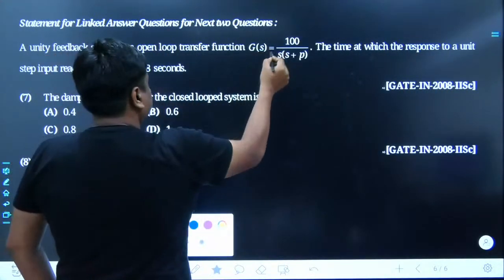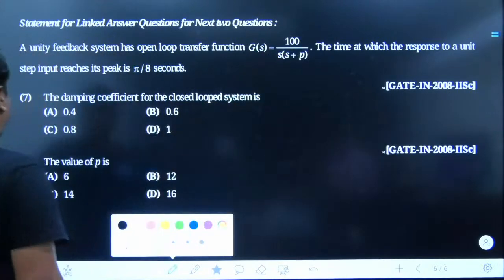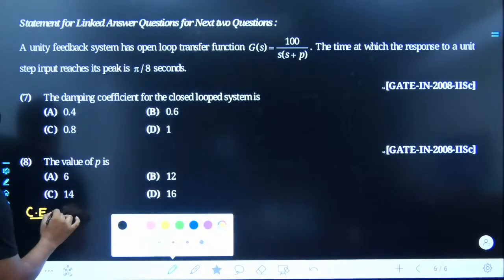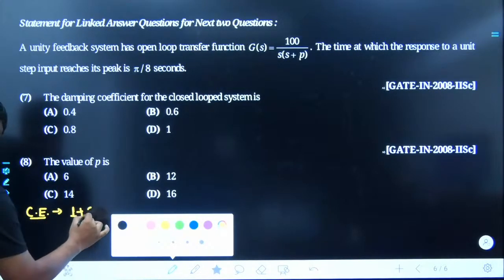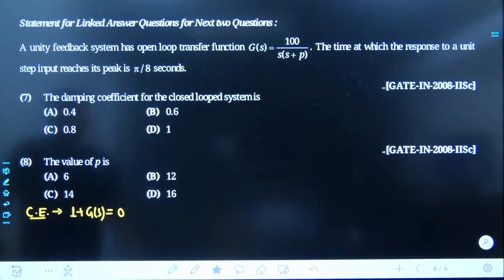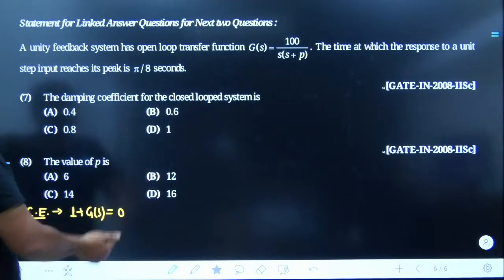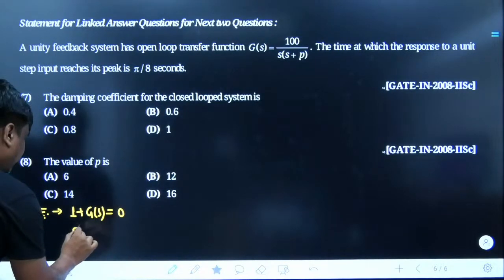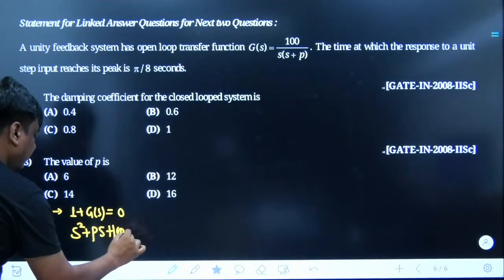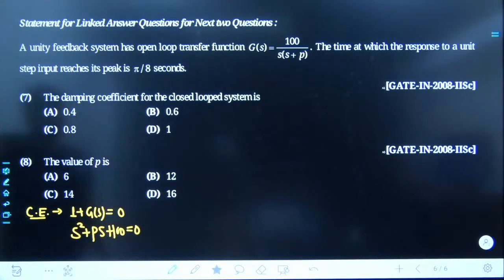Here we had the G of s. Easily with the help of G of s you could have got the characteristic equation. May I know how the characteristic equation would be defined? The characteristic equation would be 1 plus G(s)H(s). As the value of H(s) is 1, it is simply 1 plus G(s), which gets compared with 0. Once we do so, after taking the LCM and all, the factor we are going to get is s squared plus p s plus 100 equals 0, agreed?